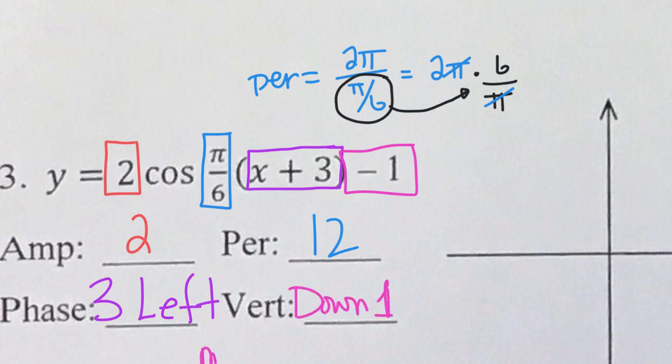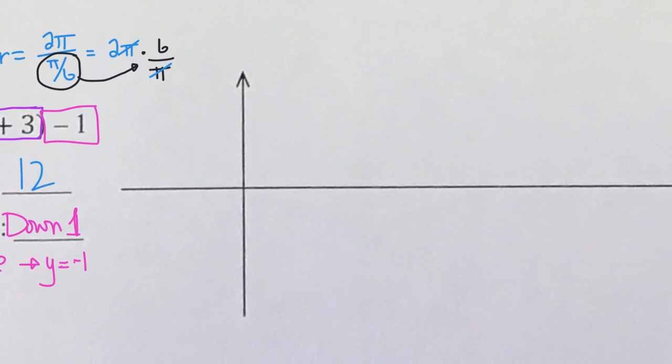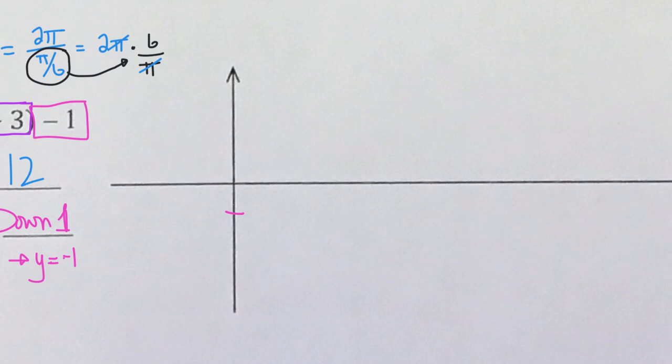Okay, so this is going to change our midline. Our midline is no longer going to be the x-axis, but the line y equals -1. So this is where our quote-unquote zeros are going to be. So we come down 1 unit, and we put a horizontal imaginary dashed line.